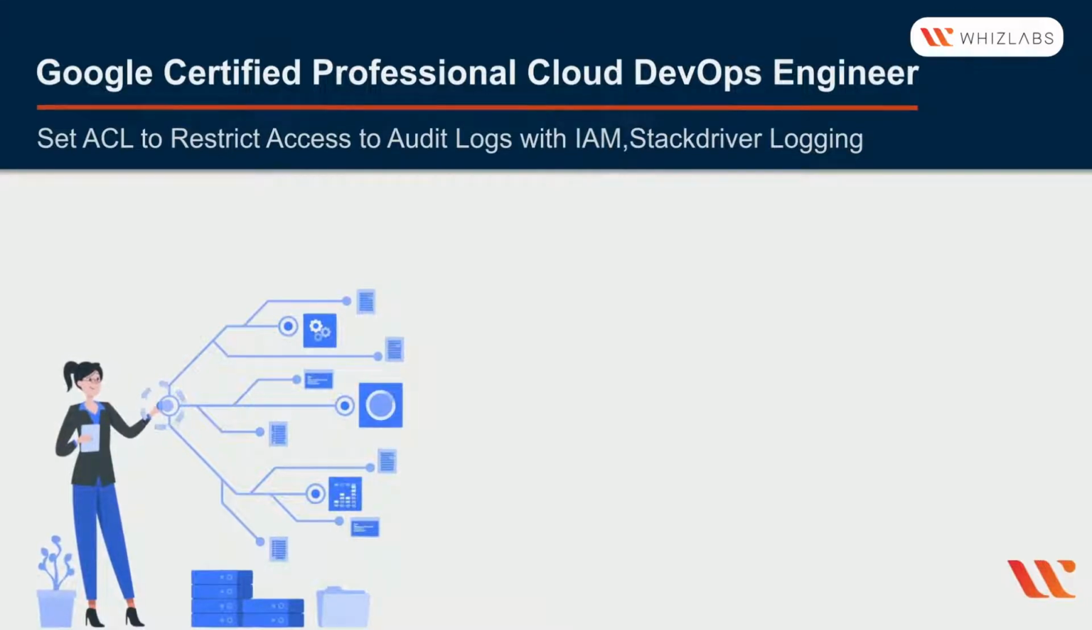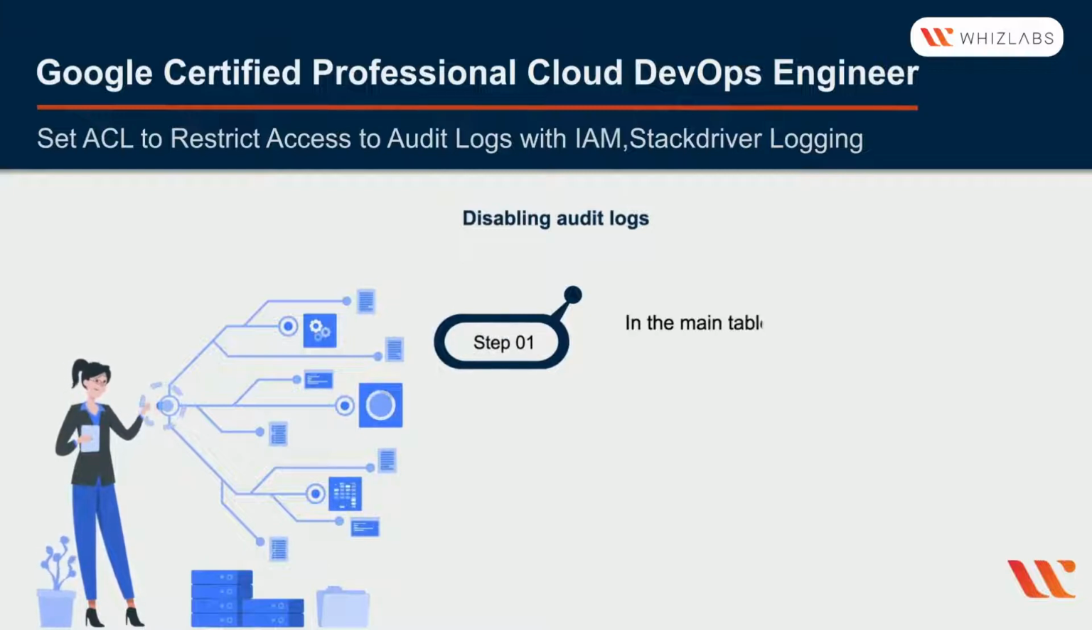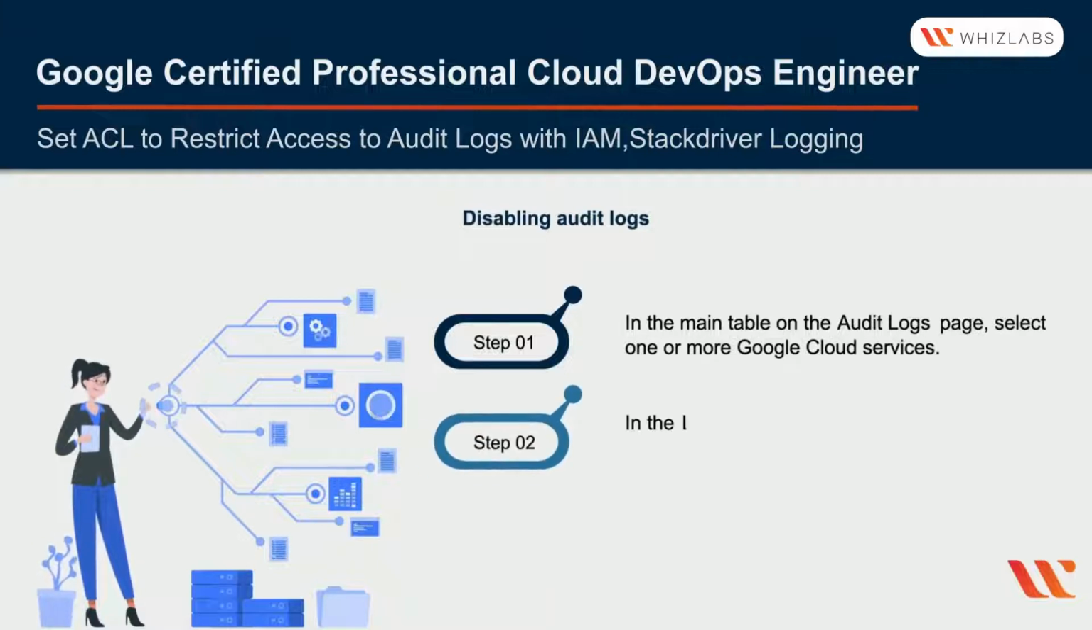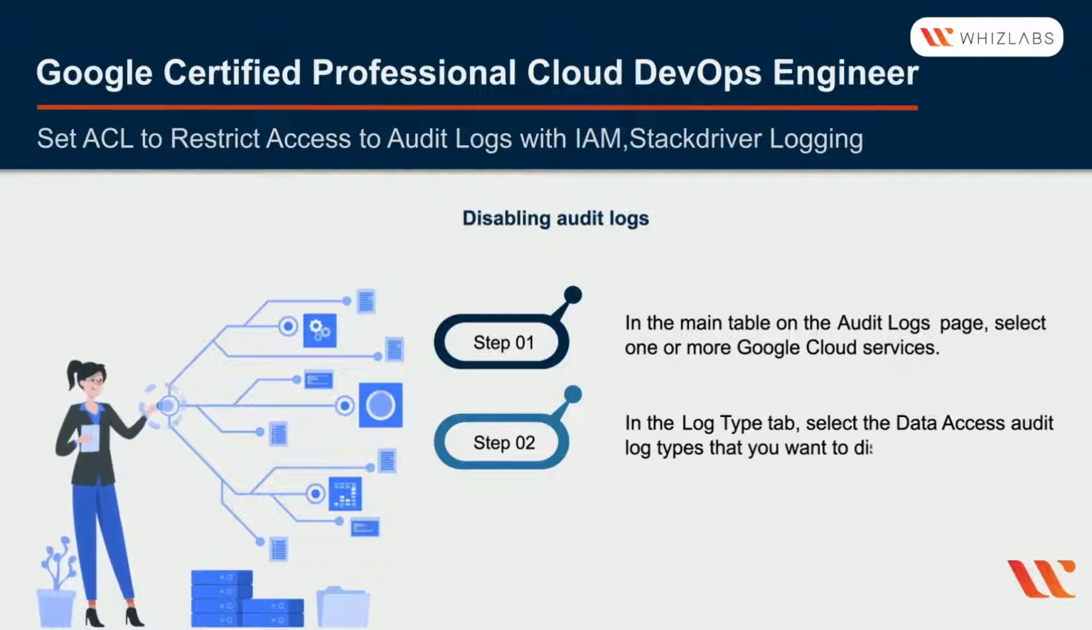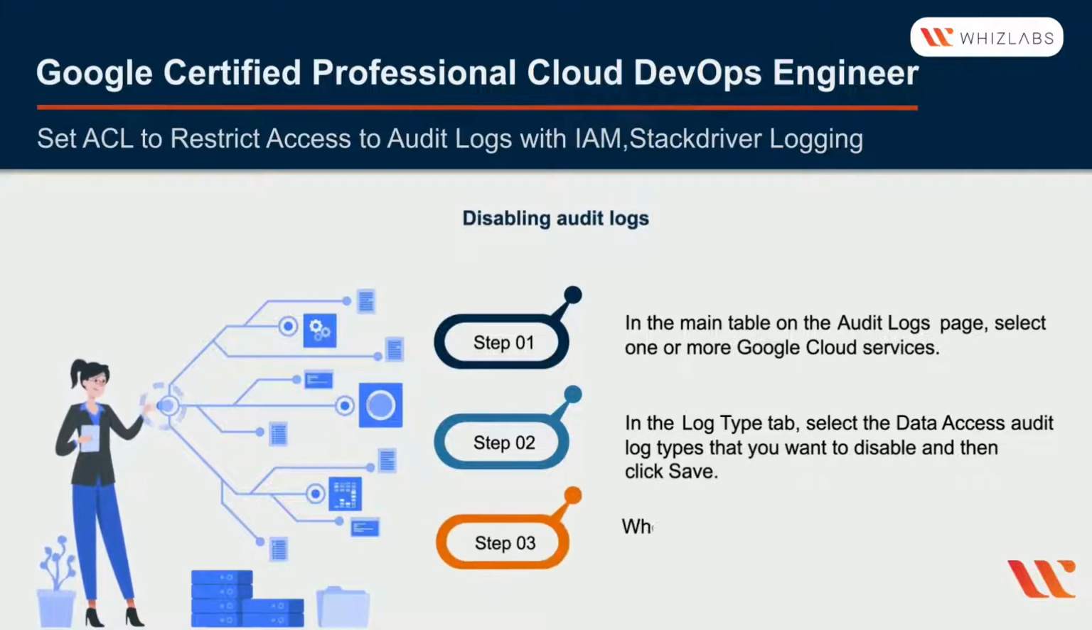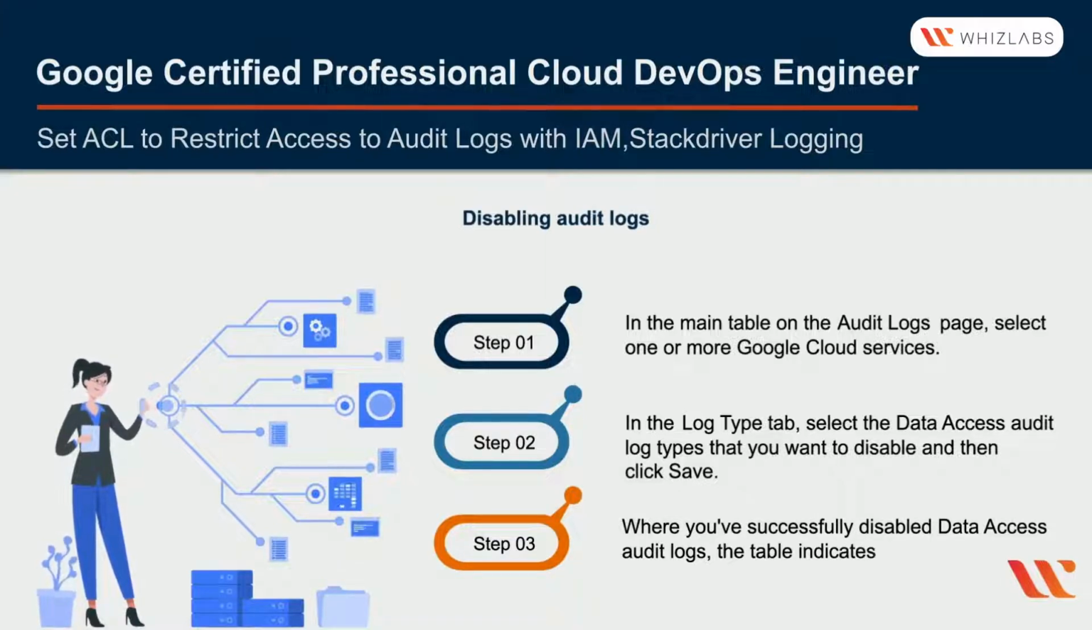Certainly, sometimes you would also like to disable these audit logs. So the following steps show how to disable the audit logs for data access. In the main table on the audit logs page, select one or more Google Cloud services. In the log type tab, you can select the data access audit log types that you want to disable and then click save. When you have successfully disabled the data access audit logs, the table indicates this with a gray dash. Any enabled data access audit logs are indicated with a green check mark.